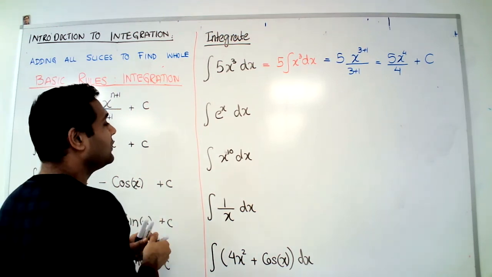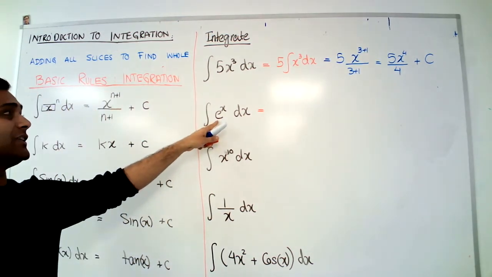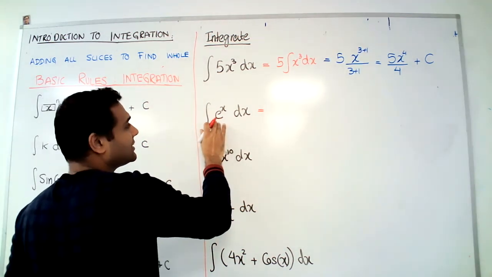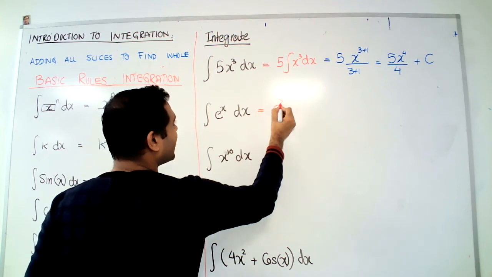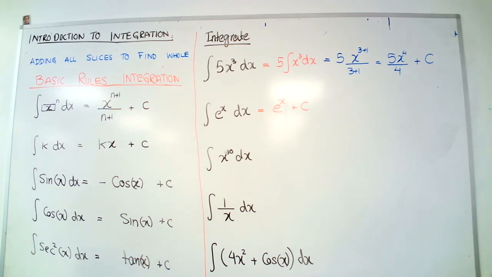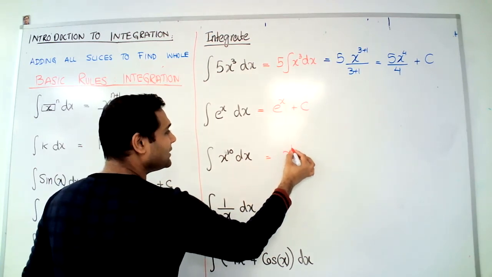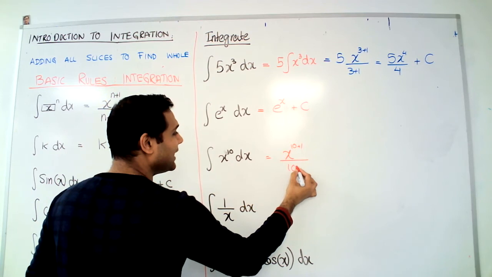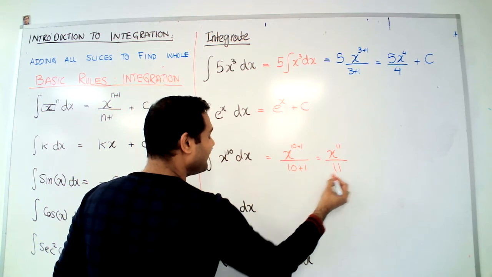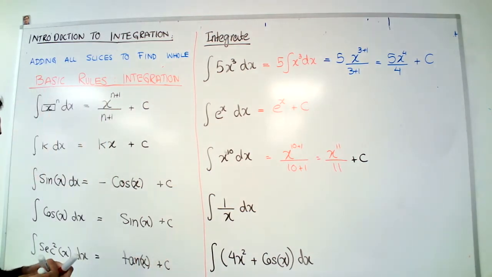This one, when you differentiate e to the x, it's always e to the x. So differentiation is going to be the same, integration will be the same. Integration of that one is e to the x plus c. That's it. Now, if it's x to the power 10, that will become x to the 10 plus 1 divided by 10 plus 1. So x to the 11 over 11 plus c. Do not forget the c.